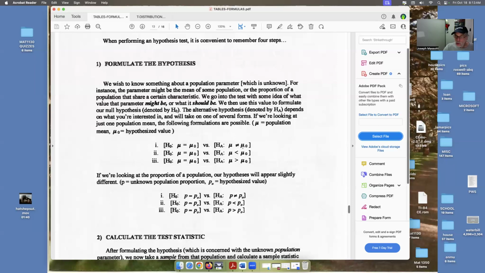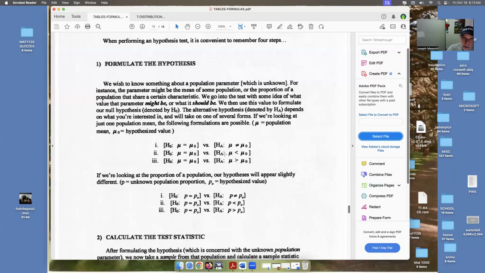Either we don't know what side we're looking on. We don't know if we're trying to show that the mean is larger than some value or smaller than that null hypothesis value. We just want to know if it's not equal to that. So that's one form of the alternative hypothesis. If we have an idea that it's less than what we thought, then this is the alternative hypothesis. If we have an idea that it's more than what we thought, then this is the alternative hypothesis.